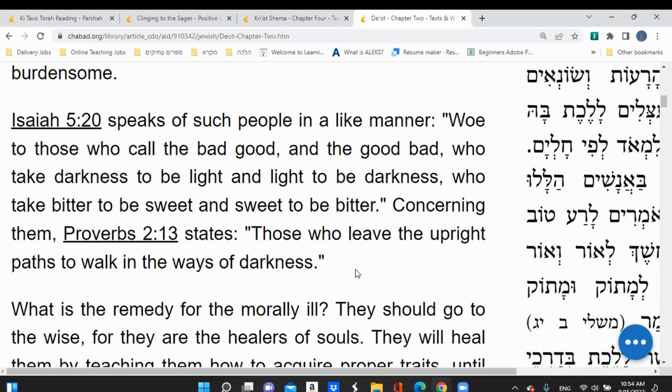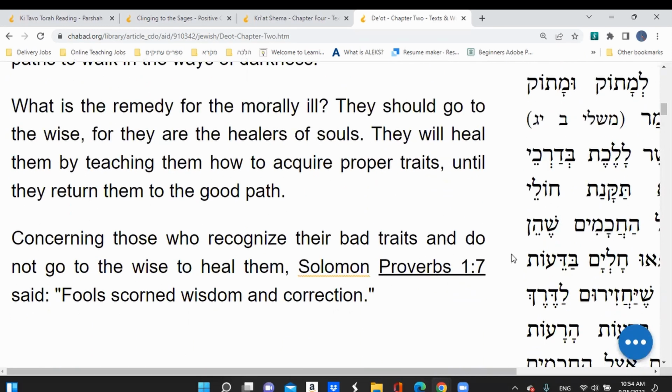What is the remedy for the morally ill? They should go to the wise, for they are healers of the soul. They will heal them by teaching them how to acquire proper traits until they return them to the good path. Concerning those who recognize their bad traits and do not go to the wise to heal them, Solomon, Proverbs 1:7, said, fools despise wisdom and correction.